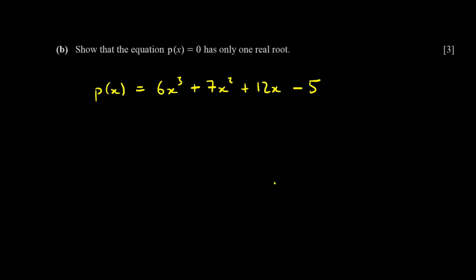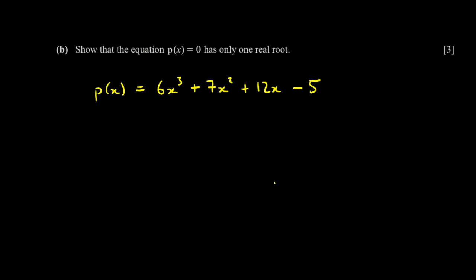Okay, so here we are in part b. We now want to show that the equation p of x equals 0 has only one real root. So I'm going to write the polynomial out, but now with our values of a, which is 6, b is 7, and c is 12. And hopefully what you remember was that a factor was 3x minus 1. I think I was right if I just go back. Yeah, 3x minus 1 was a factor.